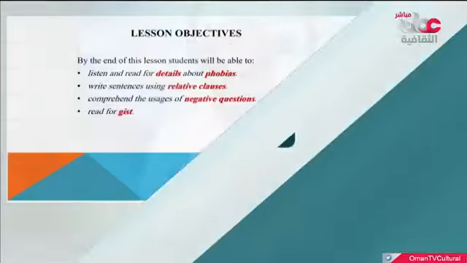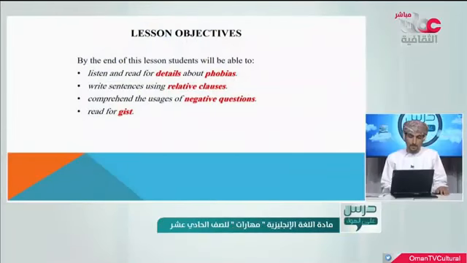Now let us start our lesson by talking about the objectives. So in the objectives we are going to discuss the following. First of all, we are going to listen and read for details and about phobias. Then we will write sentences using relative clauses, comprehend the usage of negative questions, and finally reading for guests.